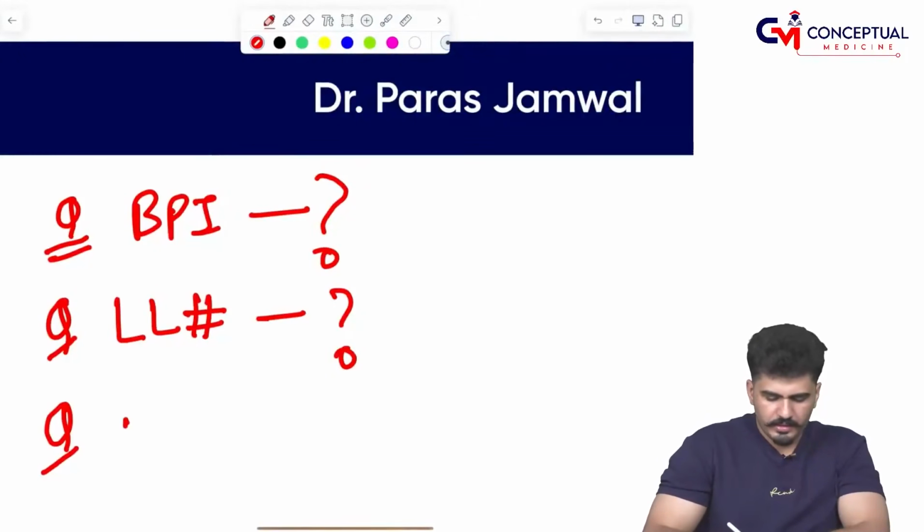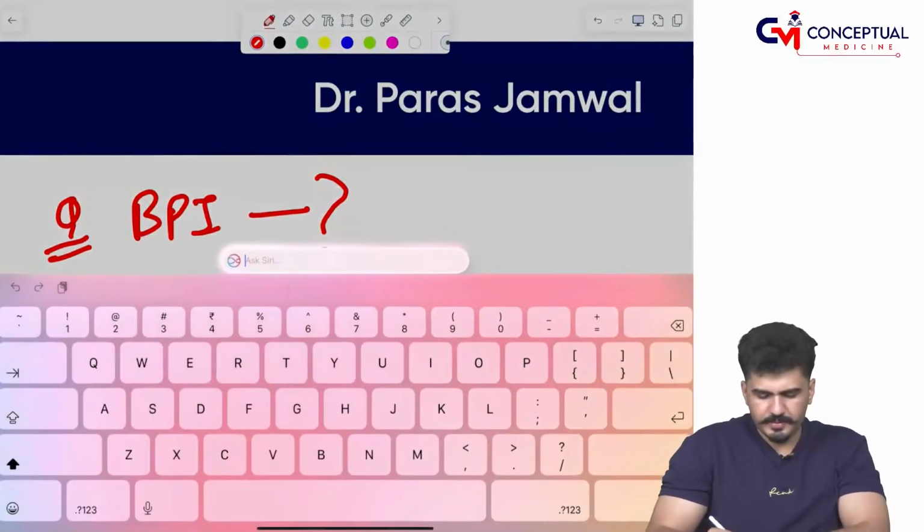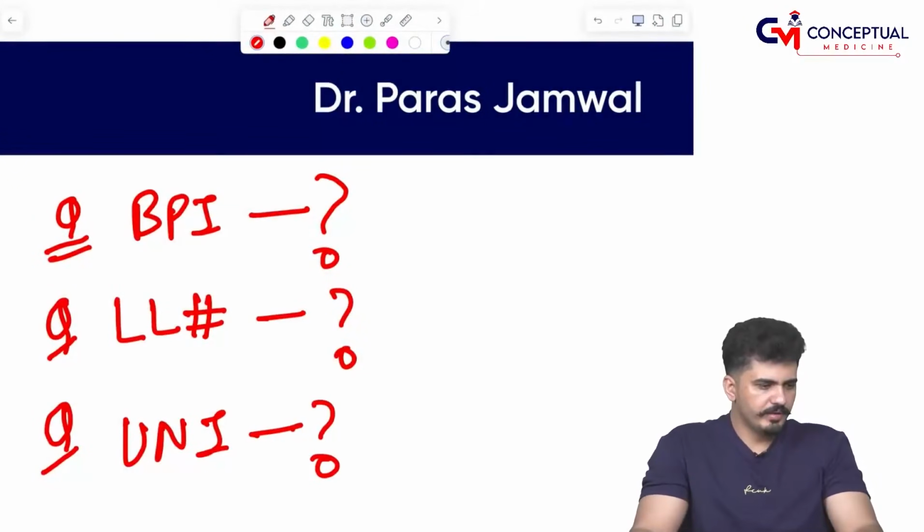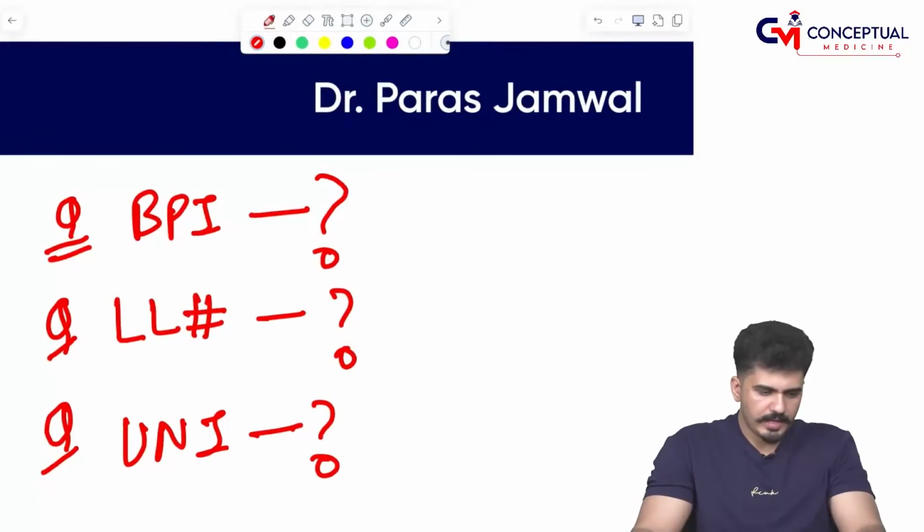Sir, ulnar nerve injury, which splint we are using, sir? Ulnar nerve injury, we are going to use the knuckle bender.